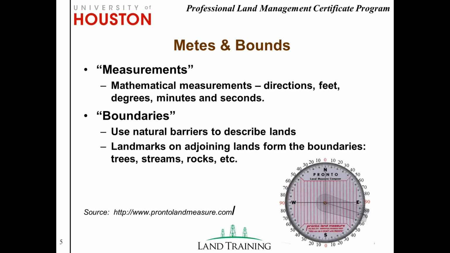I wanted to show you how land is measured in a metes and bounds system by using this Pronto Land Measure Compass. Now, this compass is transparent. So what you do is you put the center of the compass where your starting point is, and then you put whatever degrees are described in the measurements. So it'll say so many degrees and then so many feet. This little thing just turns around, and that's how you gauge where your metes and bounds descriptions are. So let's look at an example of that.